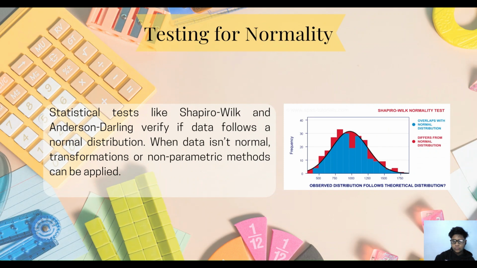Now, how do we know if data follows a normal distribution? We can use tests like Shapiro-Wilk or Anderson-Darling to check if your data is normal or not. If your data isn't normal, don't worry. There are workarounds: you can transform the data to make it normal, or use non-parametric methods that don't assume normality. These tools are essential for ensuring the accuracy of your data.